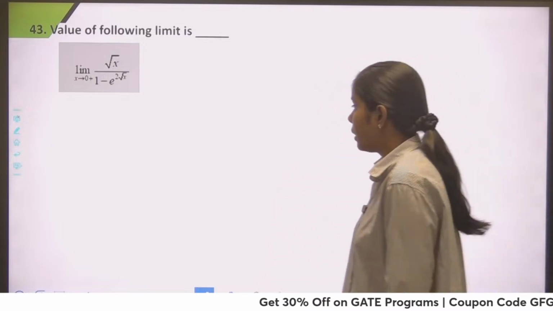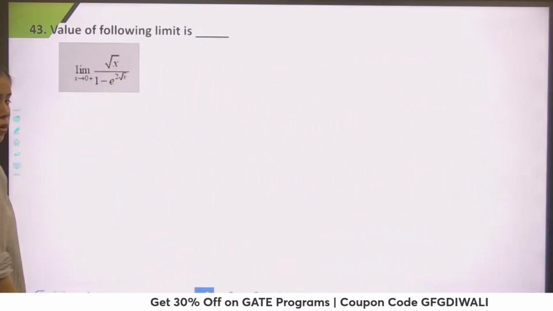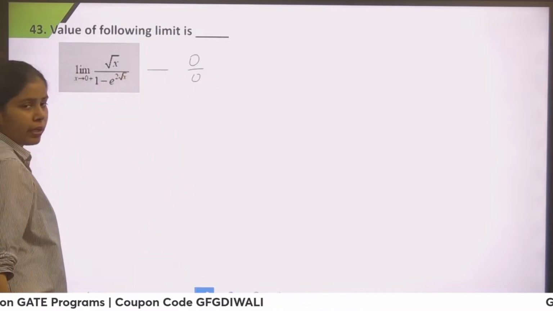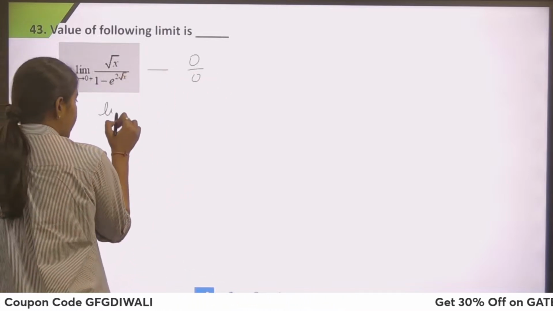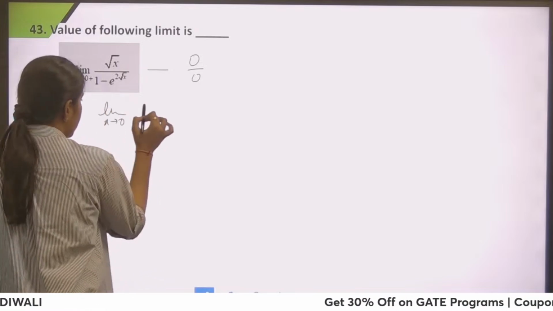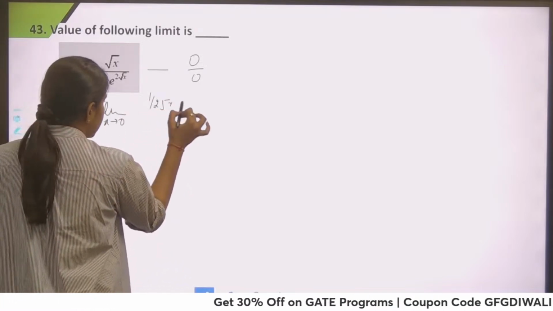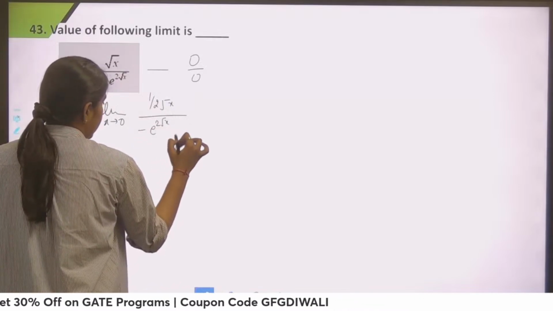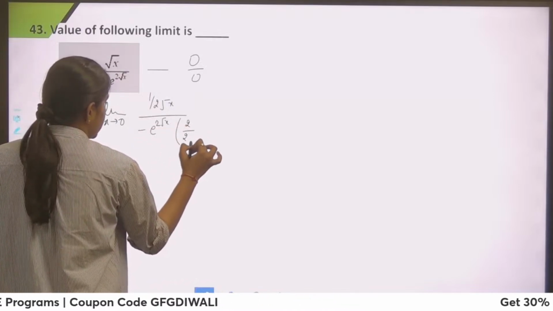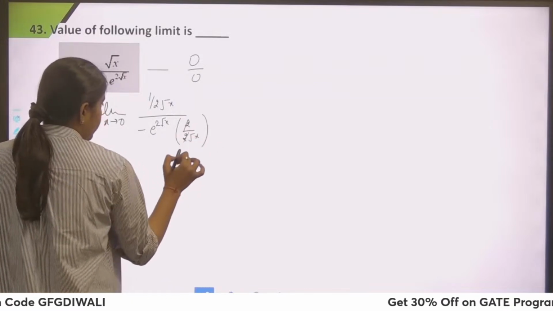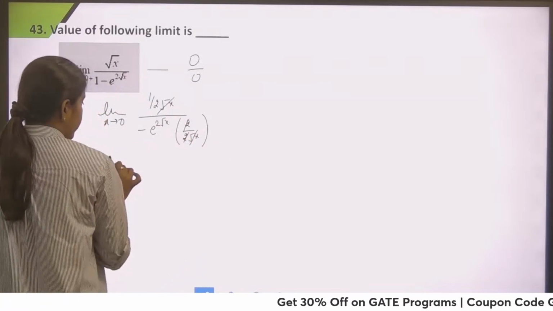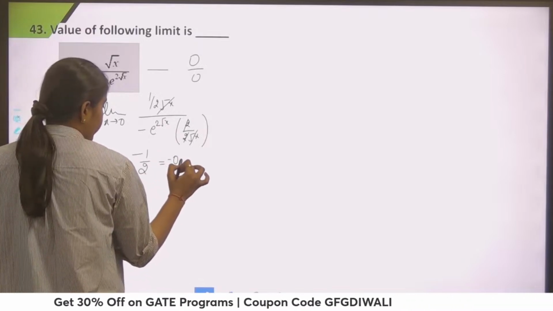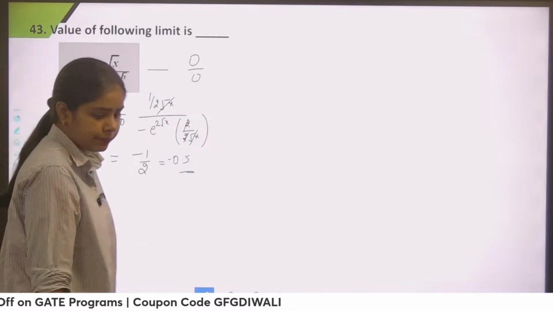So what would I do? Again, I'll put x as 0. 0 by 0 form you would get, because square root of 0 is 0 and e to the power 0 is 1, and that would become 1 minus 1, 0. So you would apply L'Hopital rule. So limit x approaches 0, 1 upon 2 square root of x, and differentiation of minus e to the power 2 square root x, and 2 as it is, square root x differentiation is 1 upon 2 square root x. 2 and 2 get cancelled, square root x gets cancelled with square root x. If you put 0 here, you would get minus 1 by 2. So minus 0.5 is the answer. Simple question.